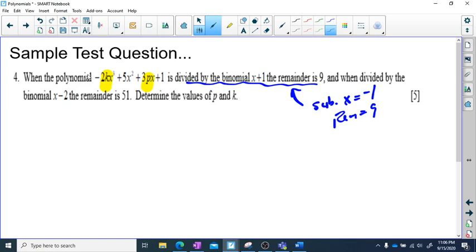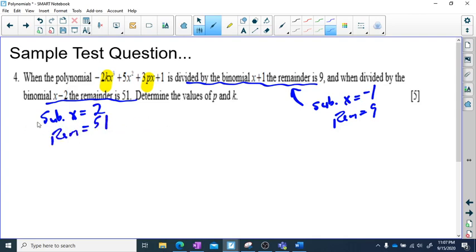Now the difference being this time, there's going to be 2 unknowns. Hopefully you have enough knowledge of equations. If you have 2 unknowns to solve for them, you need to make 2 equations. You say, well, that's not enough. That clue by itself would not be enough to figure out p and k. However, it did give me a second clue that said if you divide by x subtract 2, then you're going to get 51. That means that if you substitute x equals +2, well then the remainder should be 51.